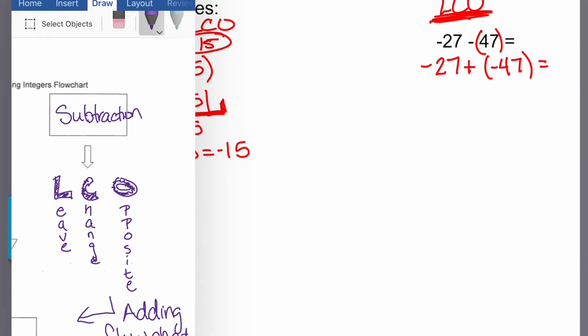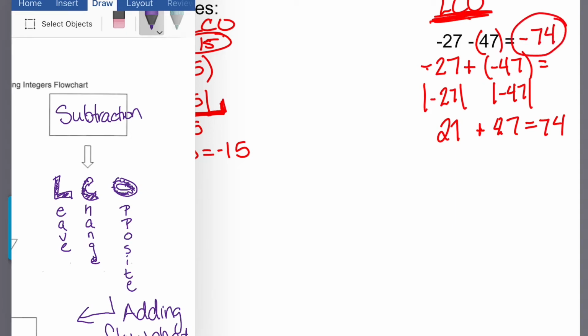And now I follow the adding flow chart. So now I find the absolute value of negative 27 and negative 47. They're the same signs, so I add them, and I get 74. Then I look to see what sign is shared. They're the same signs, and I get negative 74. You're going to have a chance to practice in just a second, but if you need to write down these examples, pause and fill out your notes.